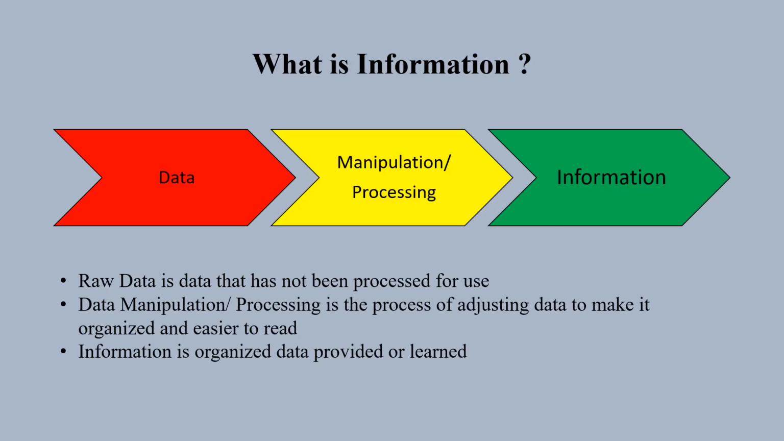So what is information? Before information becomes information, it starts off as data. Raw data is the input, and it has not been processed yet. Then it undergoes data processing or manipulation. Data manipulation is the process of adjusting data to make it organized and easier to read. In the end, you have information, also referred to as the output.